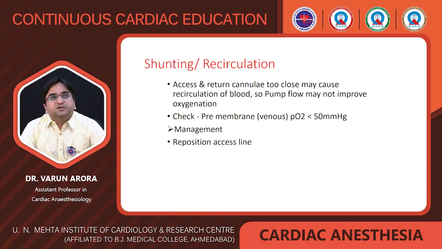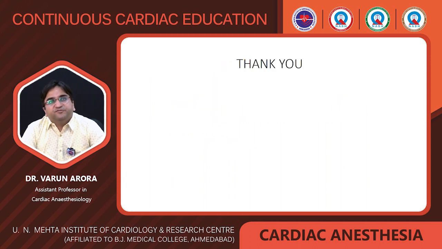Coming to recirculation: if the access and return cannulas are too close, they can cause recirculation of blood, so pump flow may not improve oxygenation. So check that pre-membrane PO2 is less than 50 millimeter mercury. Management of recirculation is by repositioning of the access line.